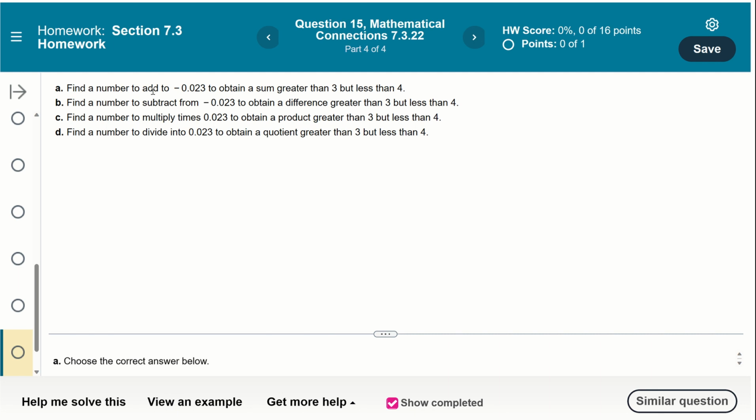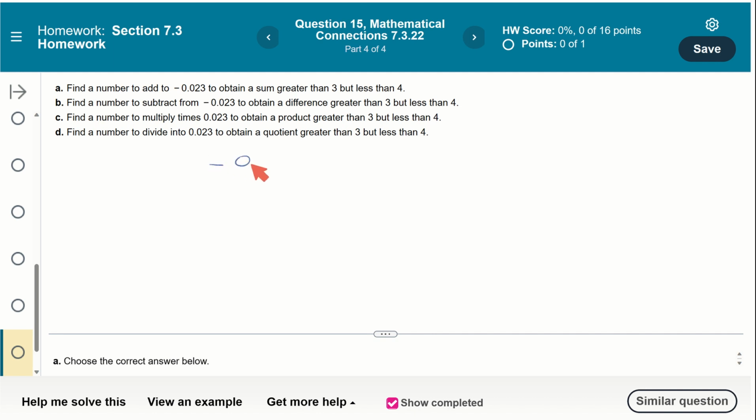All right, so here we want to find the number to add to negative 0.023 to obtain a sum greater than 3 but less than 4. This can be handled extremely easily with a touch of algebra. We're going to call the number x. Let's start with negative 0.023. We're going to add x to it.